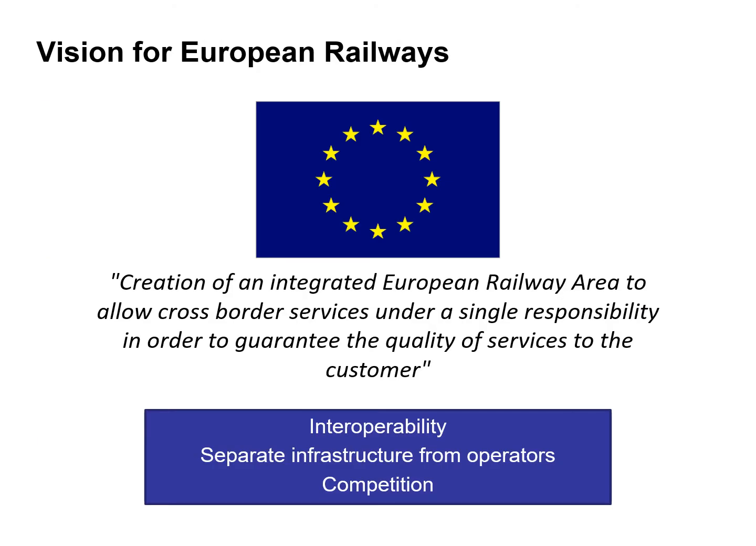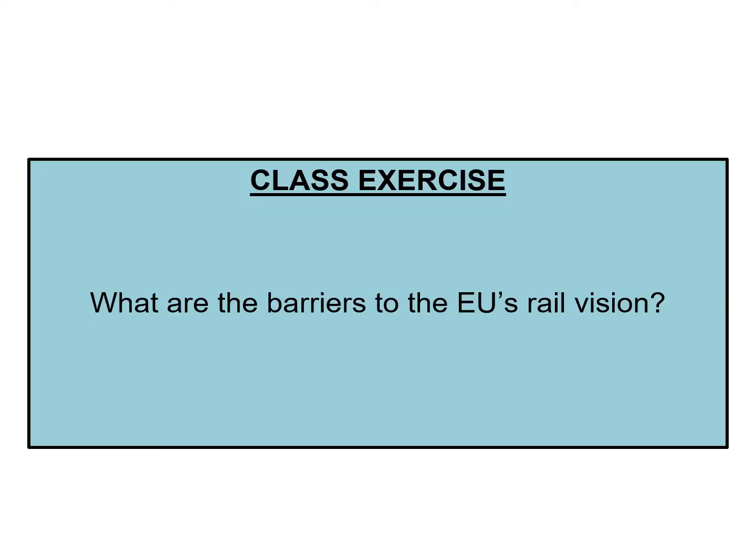So the EU vision for the European railways was the creation of an integrated European railway area to allow cross-border services under a single responsibility in order to guarantee the quality of services to the customer. And this included 3 key themes: interoperability, separate infrastructure from operators, and finally competition. So I want you to stop and have a think about what the barriers are to the EU's rail vision.